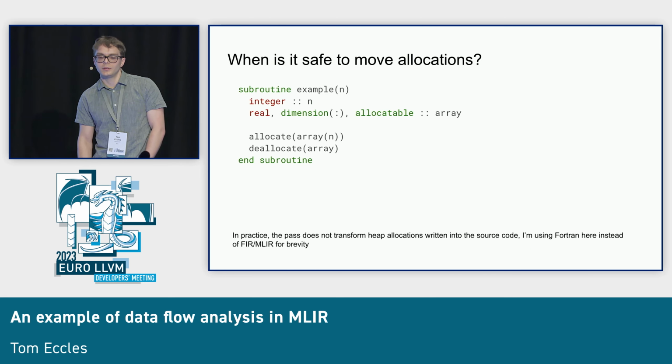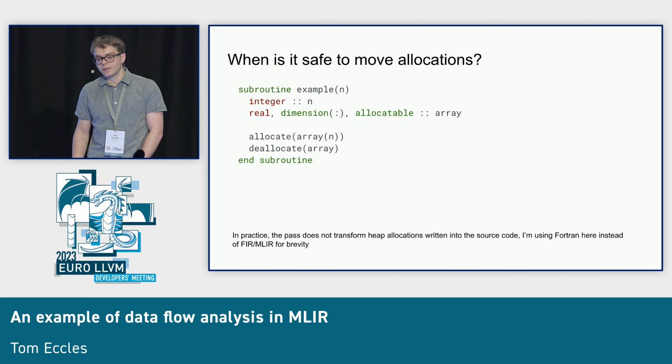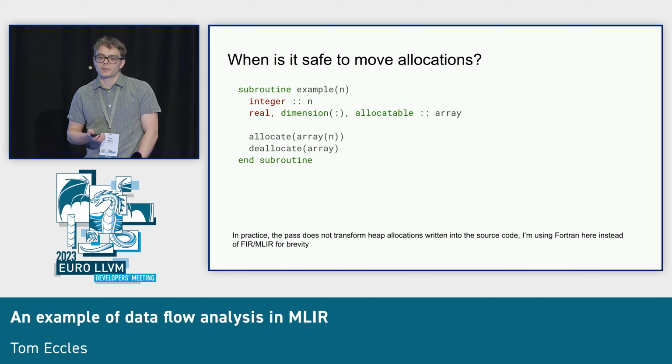So if we imagine a subroutine that has a heap allocation, I'm going to be showing these examples in Fortran, but obviously the pass is actually operating on MLIR. This is just to make it easy to read. And for actual Fortran code that says explicitly do a heap allocation here, Flang will still do a heap allocation because that's what the standard says. So in this example, we have a heap allocation, but that's obviously safe to move to the stack because the allocation is freed, deallocated, within the same stack frame as the allocation. So there's no chance of the pointer lifetime outliving this stack frame.